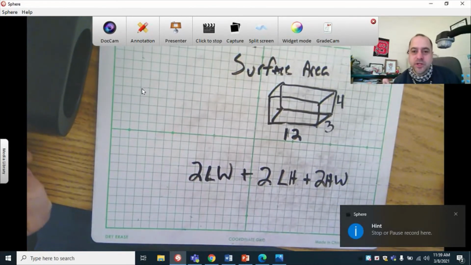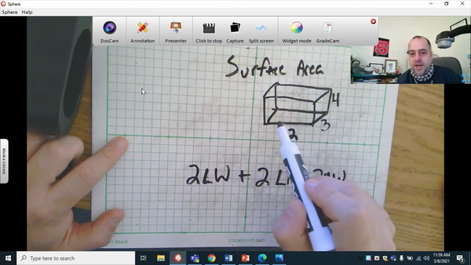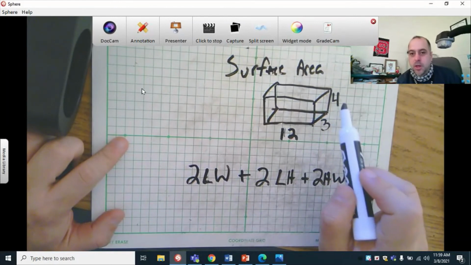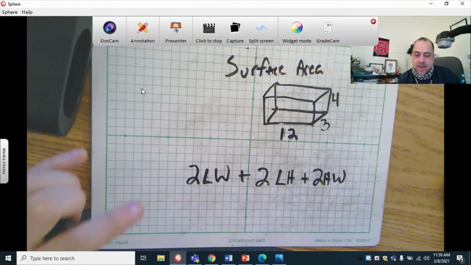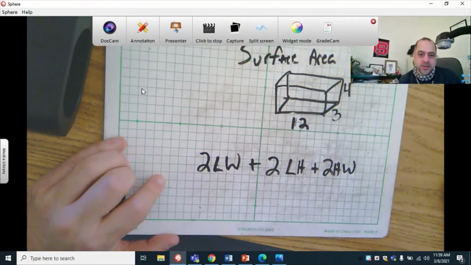One more thing I wanted to show you guys. Earlier we did the surface area. We just said 12 times 3, we wrote it down. We said 3 times 4, we wrote it down. We said 12 times 4. You can write it down, then add them all up at the end. This is what it looks like in a math formula. So you can do it this way too.